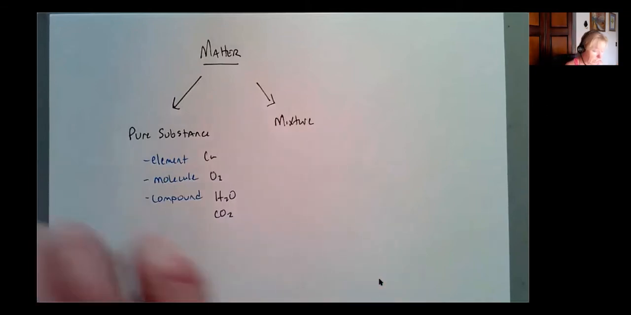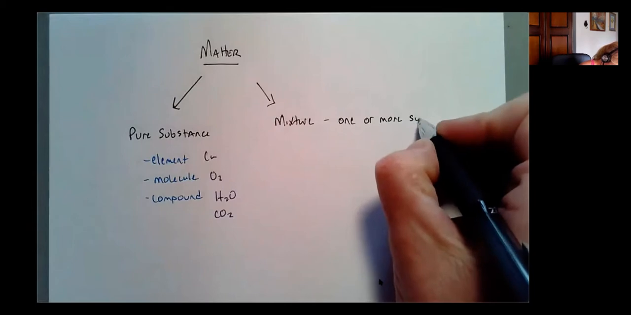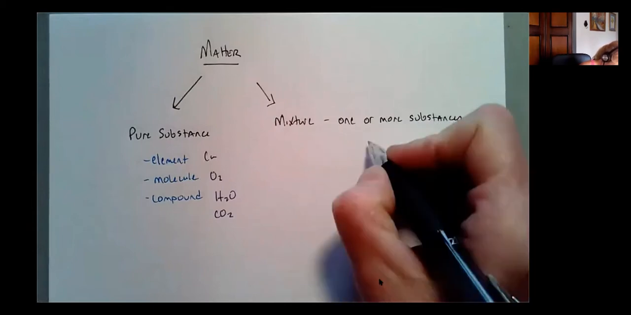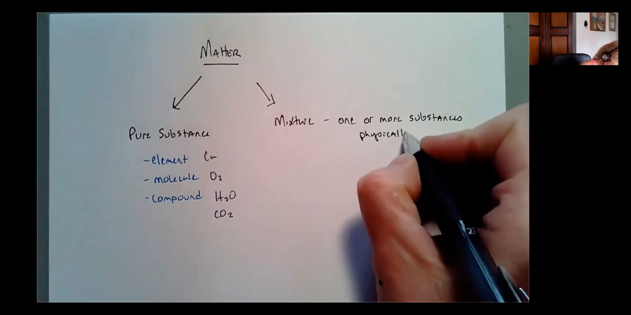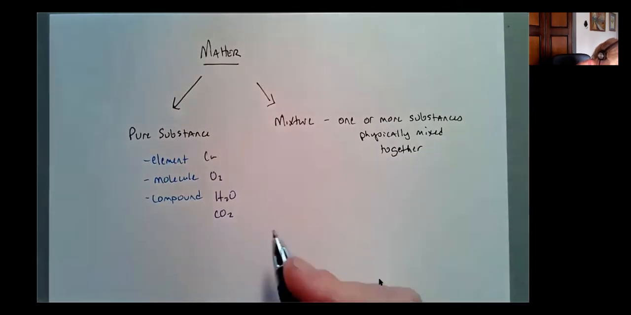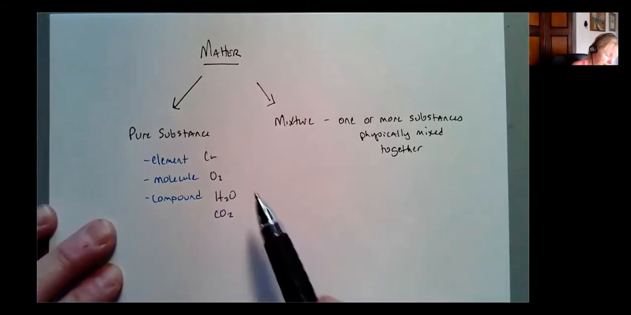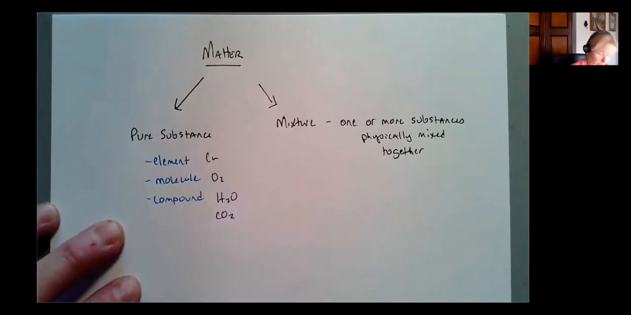A mixture is one or more substances that are physically mixed together. So the difference between a mixture and, say, a compound is that in a compound, they're chemically bonded together. In a mixture, they're just physically mixed together. And so in a mixture, you can physically separate them. Either you boil off water or you filter, things like that. So a mixture can be physically separated. A compound has to be chemically separated through a chemical reaction.